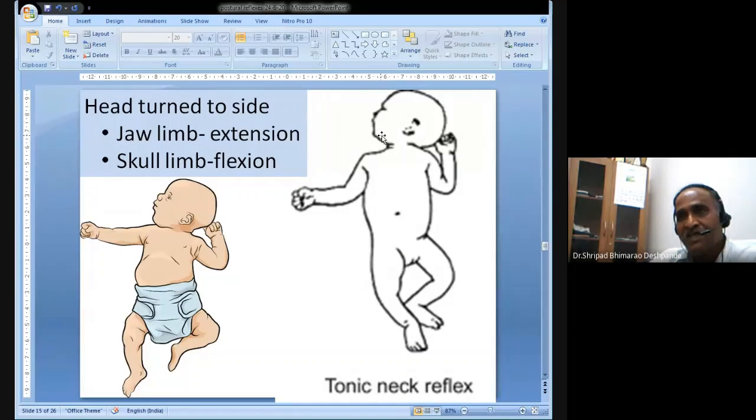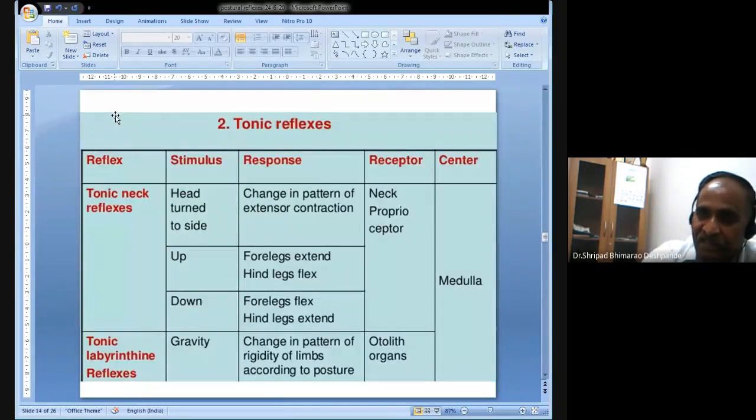You can also see here, this is the jaw limb. See the extension there. This is a skull limb. This is a flexion and a flexion. Okay, so now come back here. So now what happened? The head turned to one side. The neck proprioceptors are activated, and the activation of the neck proprioceptors through the medullary centers extends the limbs on the jaw side and flexes the limbs on the head side or the skull side.